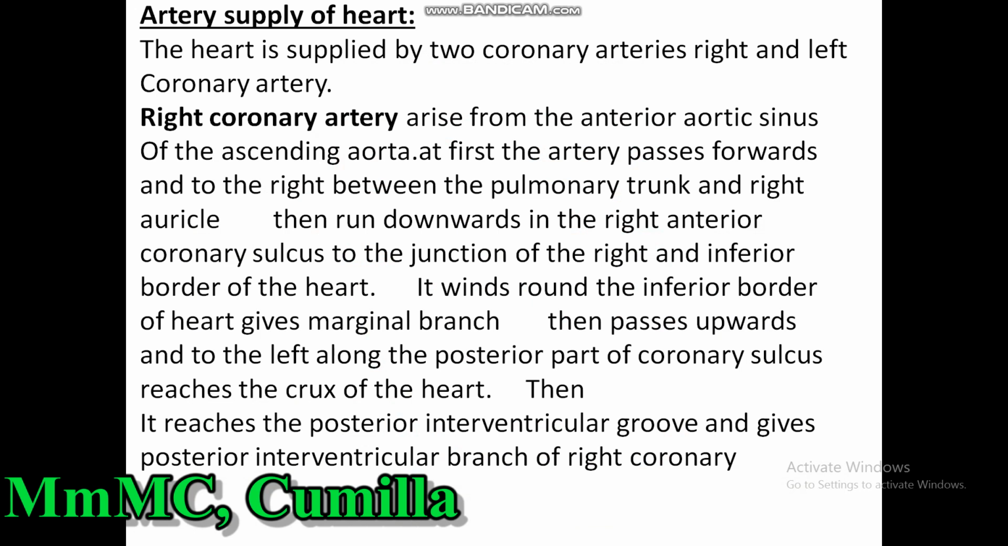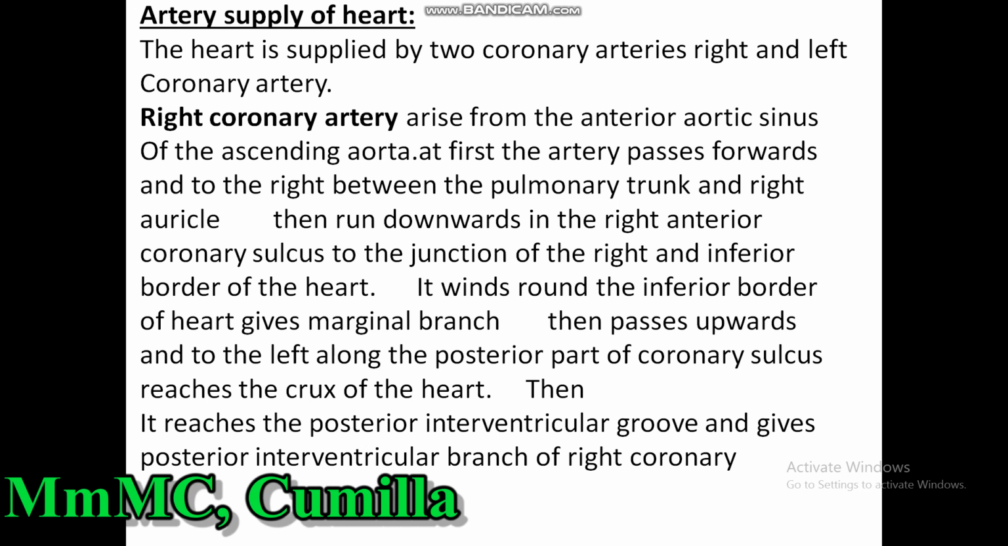Arterial supply of heart. Another important question for written exam. The heart is supplied by two coronary arteries, right and left coronary artery. Right coronary artery arises from the anterior aortic sinus of the ascending aorta. At first, the artery passes forwards and to the right between the pulmonary trunk and the right auricle, then runs downwards in the right anterior coronary sulcus to the junction of the right and inferior border of the heart.